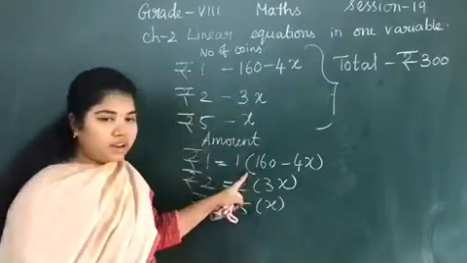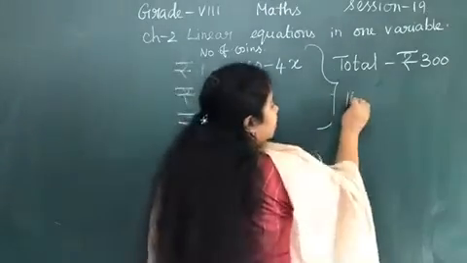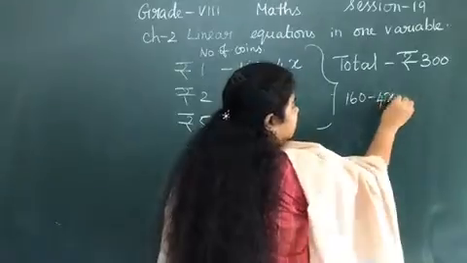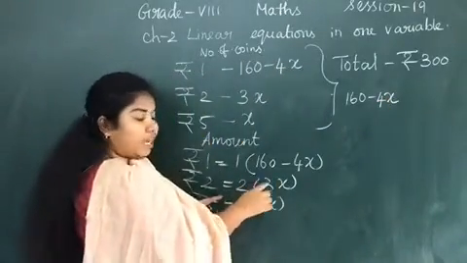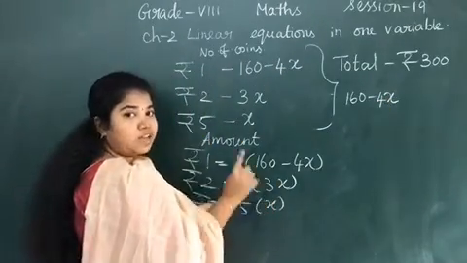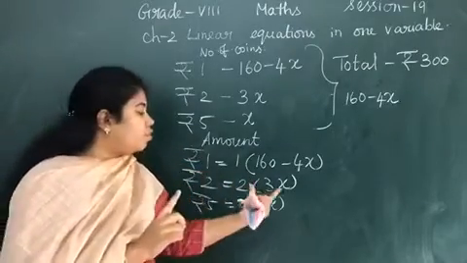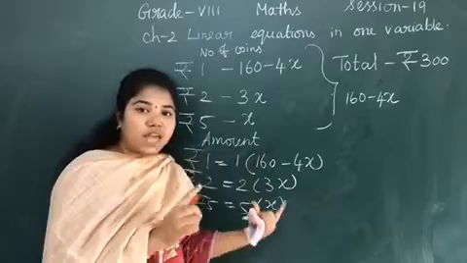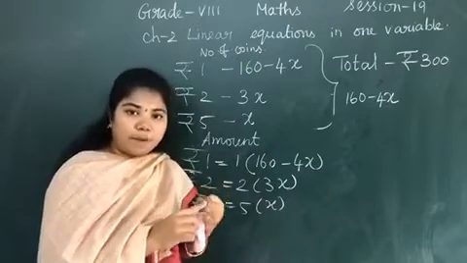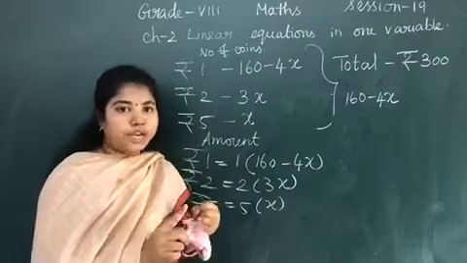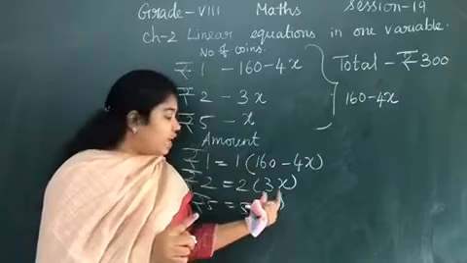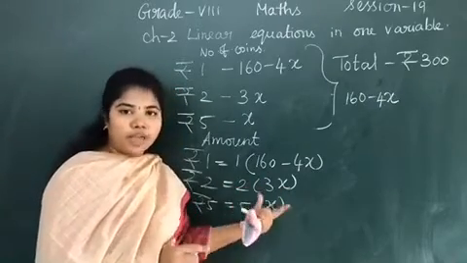What is the first one? 160 minus 4x. What is the second one? 2 into 3x. 2 into 3x means, as I already told you, only while adding and subtracting you have to see the variable. If you have the same variable you can add or subtract. If it is different you should not do it. But while multiplying with the variable and the whole number you can multiply.